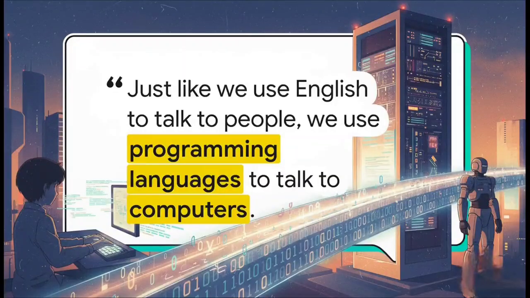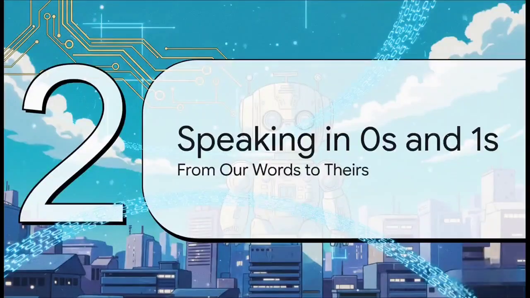And I absolutely love this way of thinking about it. You know, just like we use English or Spanish or Hindi to talk to other people, we use programming languages to talk to computers. It makes perfect sense, right? You need that shared language. Python, Java, that's the shared language between us and our technology. Okay, cool. So we get it. We need a translator. But how does that translation actually happen? How do we get from our words all the way down to their ones and zeros?